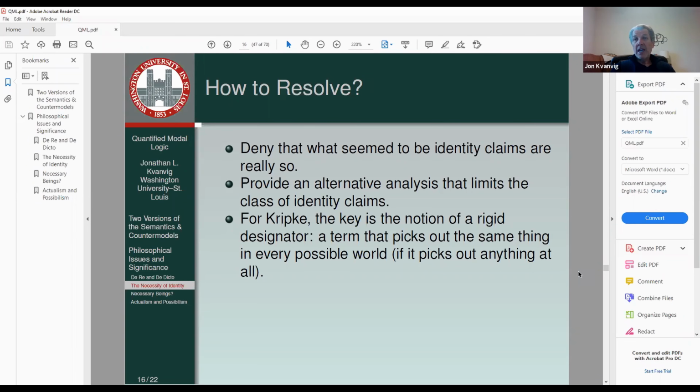The name Superman refers to a thing if it manages to designate at all, but it's the kind of linguistic item that aims to pick out an object. In this case, a fictional object. So I don't know what you want to do with fictional objects, but let's just say for now it picks out a fictional object. Kripke said some of these referring expressions are rigid designators and some aren't. So he said, a term that picks out the same thing in every possible world, if it picks out anything at all, is a rigid designator.